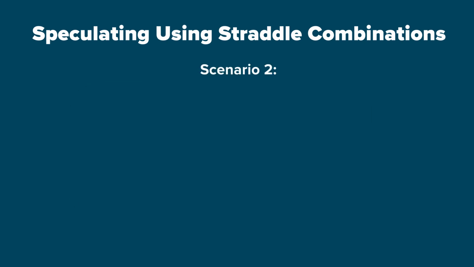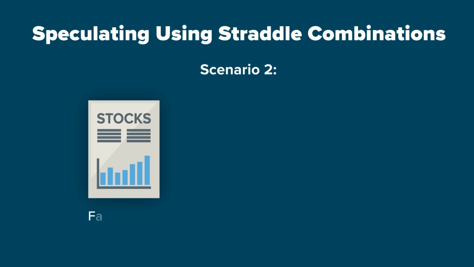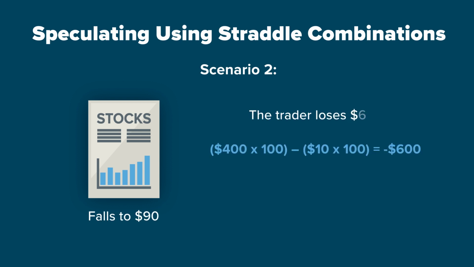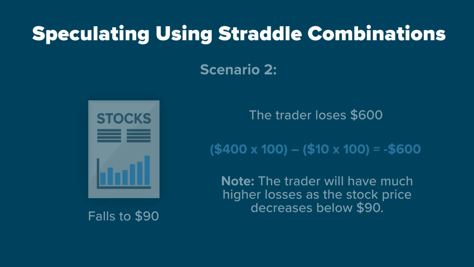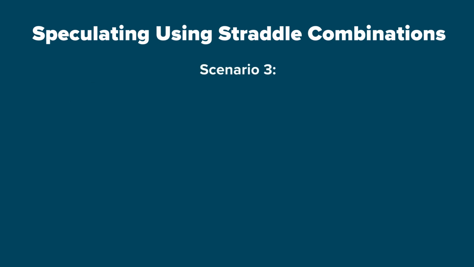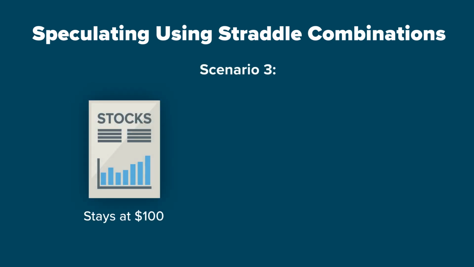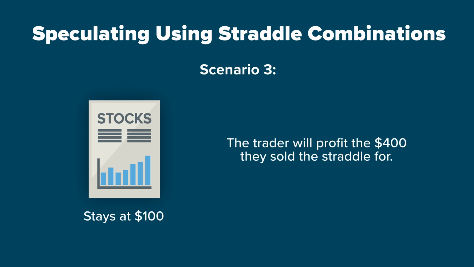Scenario 2. After earnings, XYZ stock falls to $90, the trader loses $600. Note that the trader will have much higher losses as the stock price decreases below $90. Scenario 3. After earnings, XYZ stock stays at $100. The trader will profit the $400 they sold the straddle for.